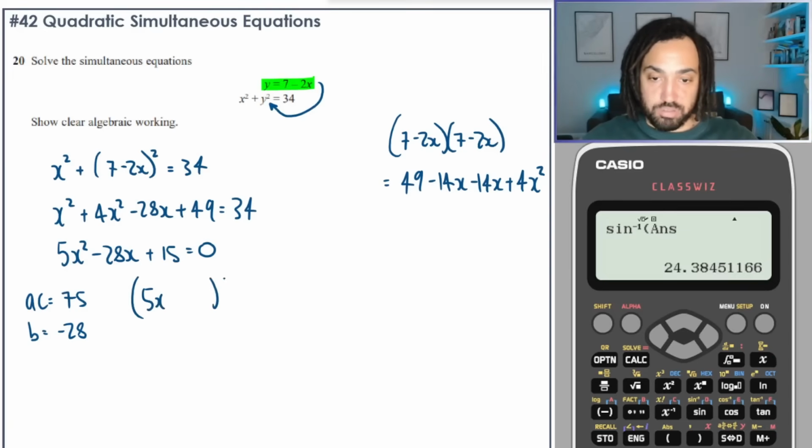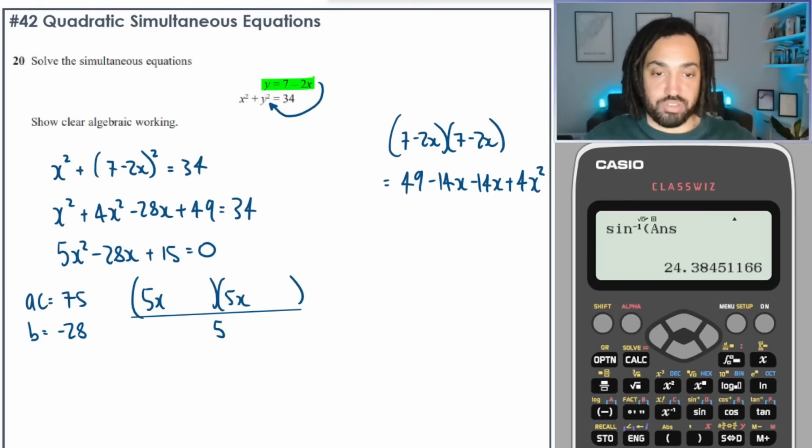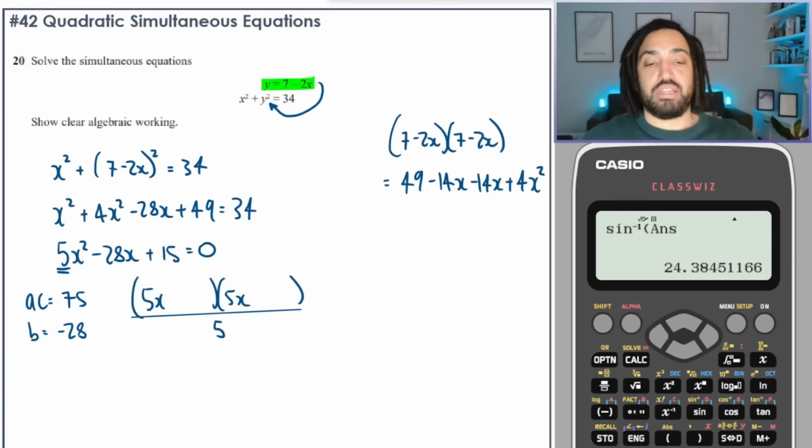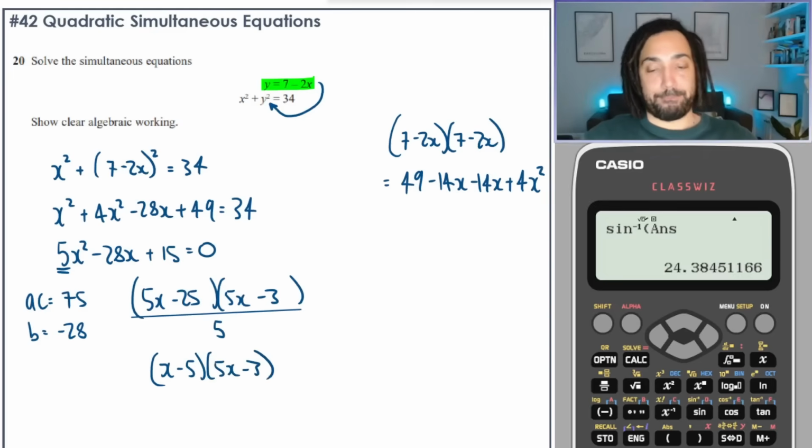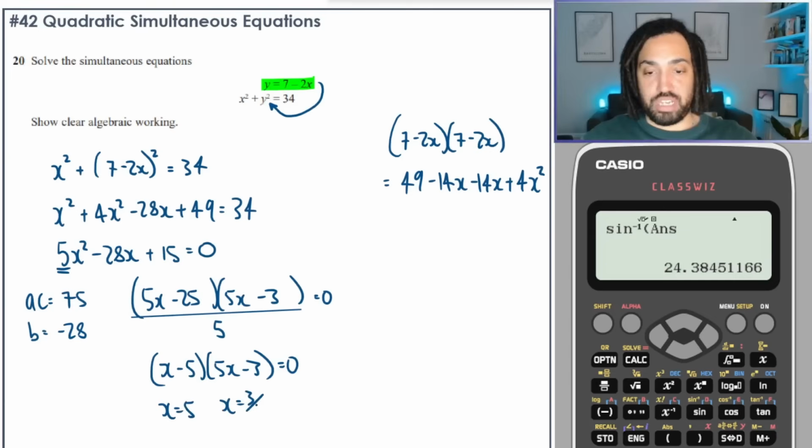So we start off, as always, we write 5x all over 5 because the a term is 5. And the two numbers are minus 25 and minus 3. Yes, that works. The left-hand bracket can be divided by 5, which cancels off the denominator. And all this equals 0. So we get x equals 5 and we get x equals 3 over 5.